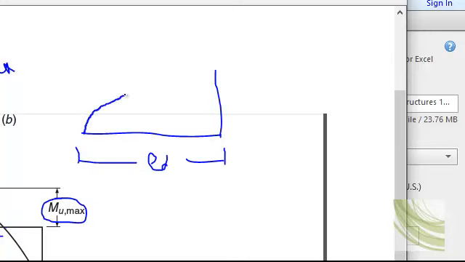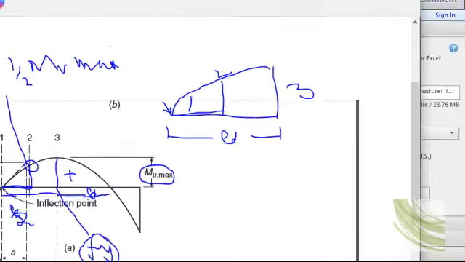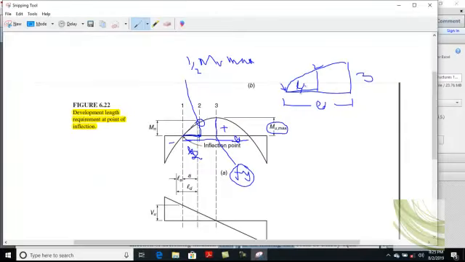Now the moment starts right there. This is the point of inflection, so this is the half moment. This is the total moment, and this point 2 is basically halfway of the distance from point 3 to this point of inflection. So the development length for point 2 will be Ld divided by 2. Clear?